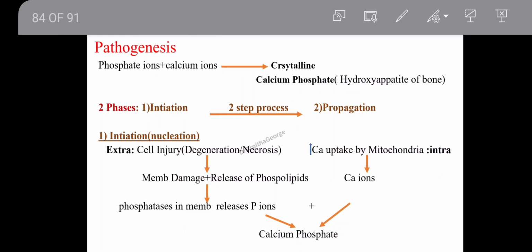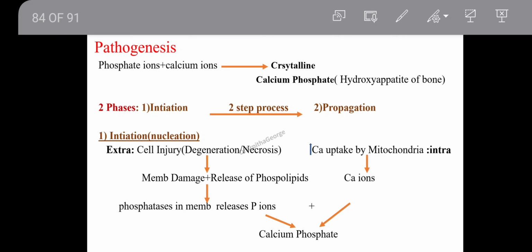There are two phases in the deposition of these calcium salts. So what are the two processes? Initiation and propagation. Another name for initiation is nucleation. It is a two-step process, and after that propagation will happen. There comes the deposition of crystalline calcium phosphate. So what happens in the initiation? Injury has to happen. Why? Because it is happening in a dead tissue, so obviously necrosis will happen, meaning already dead tissue.